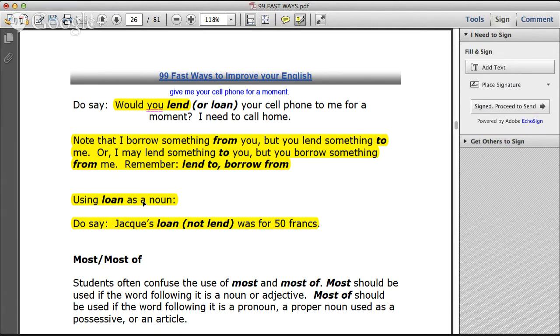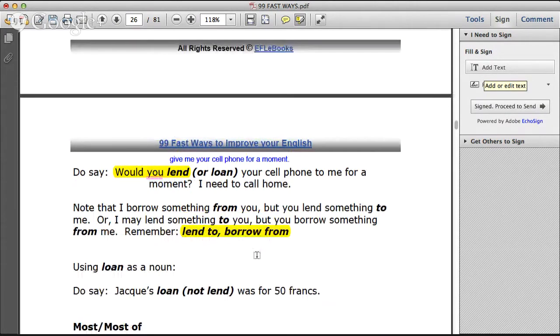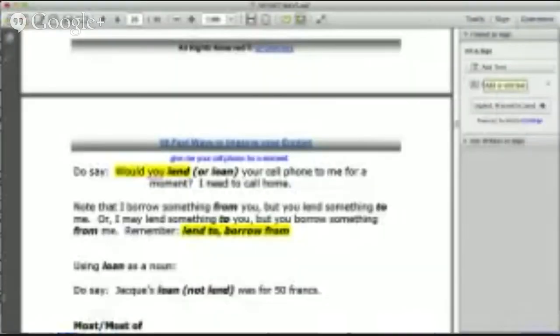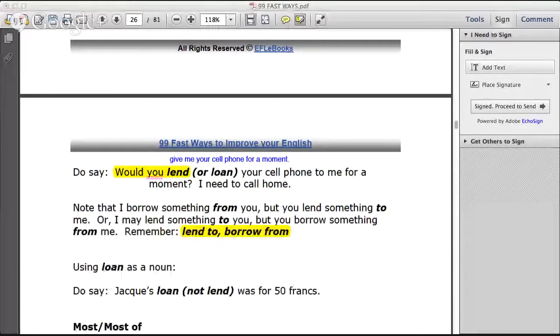So this note sort of reiterates what we were talking about. Lend to, borrow from. Give to, take from. So hopefully those help you out. Give to, take from. So let's create some sentences with lend and borrow. You can either form a question or you can make a statement.